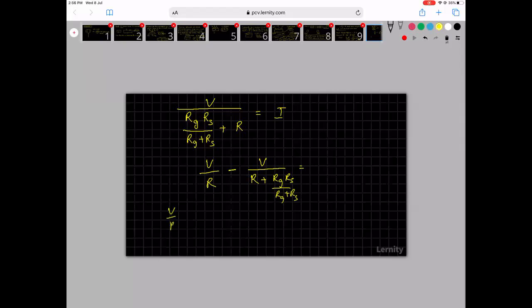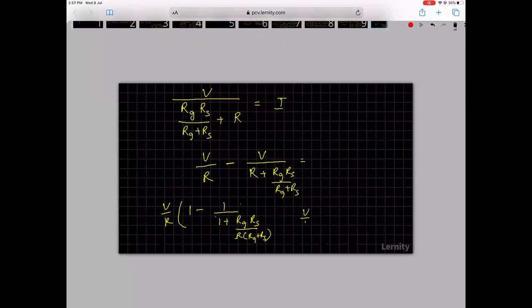V by R you can take common. So you have 1 minus 1 by (1 plus Rg Rs by R times (Rg plus Rs)). So this will go up. When this goes up, 1 minus minus will become plus. So it will become V by R into Rg Rs by R into (Rg plus Rs). So this is the error.